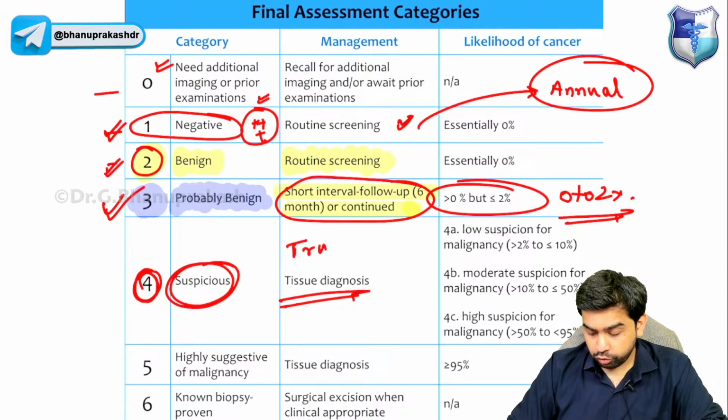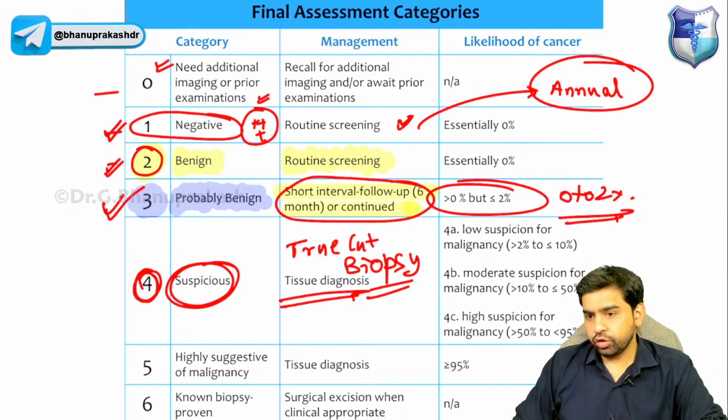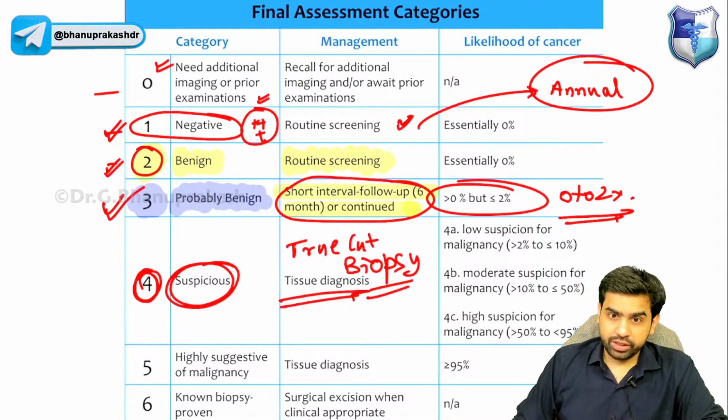So you are going to perform a true cut biopsy, or the core needle biopsy, whatever you want to call it. That is what you're going to perform over here, because here you have a good suspicion that this particular patient is having a malignancy. So here what you basically perform is a true cut biopsy.